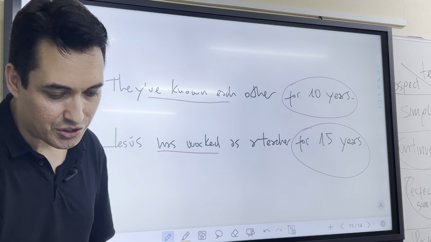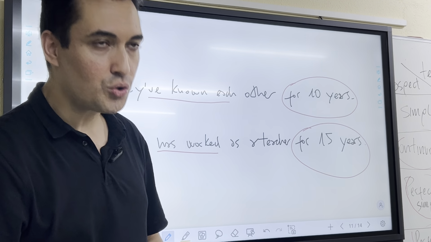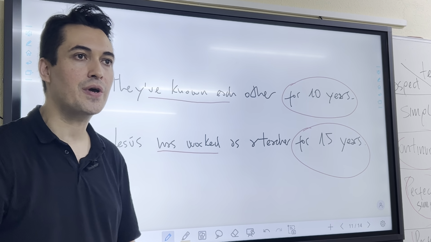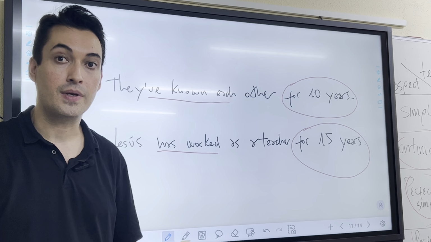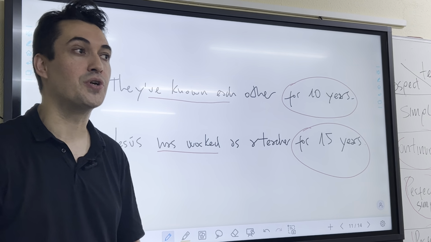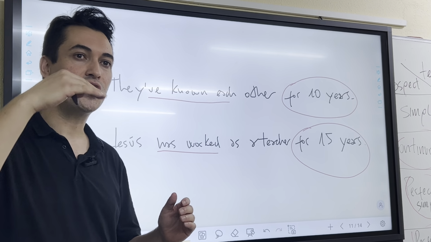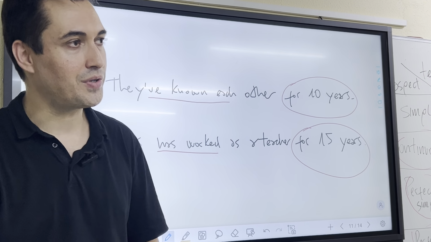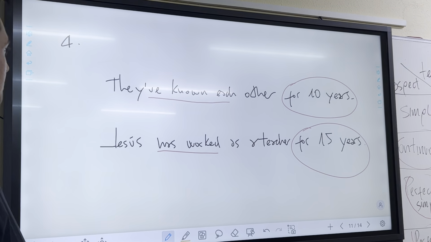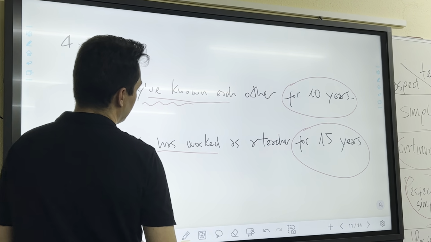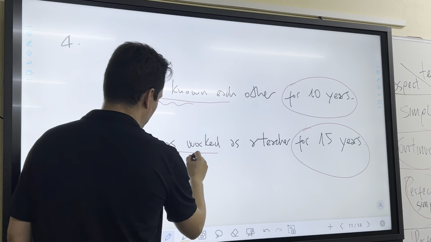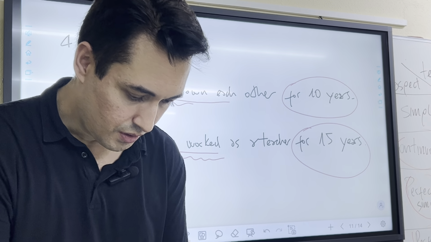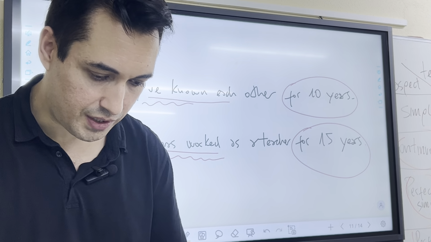So you describe an action continuing up to another point in time. In this case, up to now. Okay? An action continuing up to another point in time. In this case, in these examples, up to now. An action continuing up to now, or up to another point in time. Okay? And this is, they have known, perfect, has worked, present perfect, present perfect, present perfect. An action continuing up to another point in time.